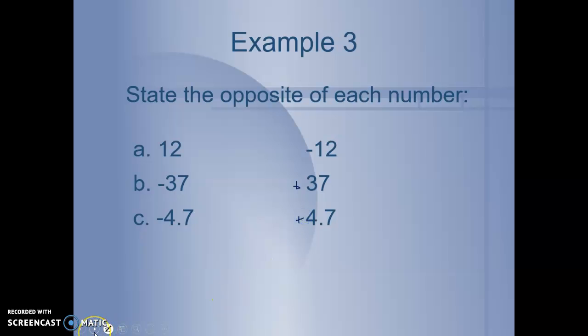Notice that we don't write positive signs in front of our 37 or our 4.7, even though they're both positive. That positive sign is implied. If we don't see a sign, we know that the digit is positive. What about pi over 2? What would be the opposite of that? -pi over 2. Great job.